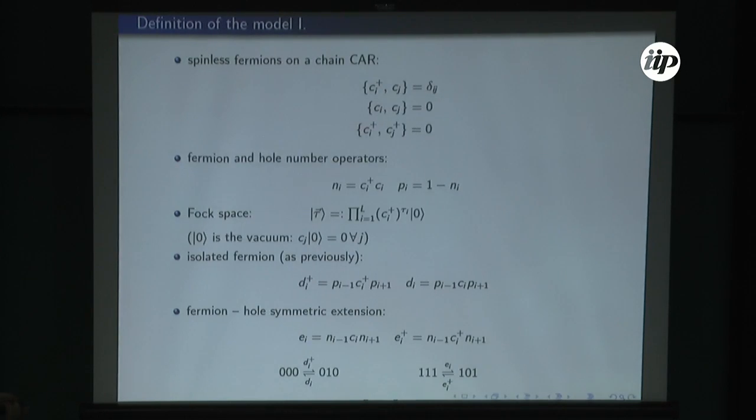So e is an annihilation operator. The dagger and the non-dagger is always with respect to the fermion.